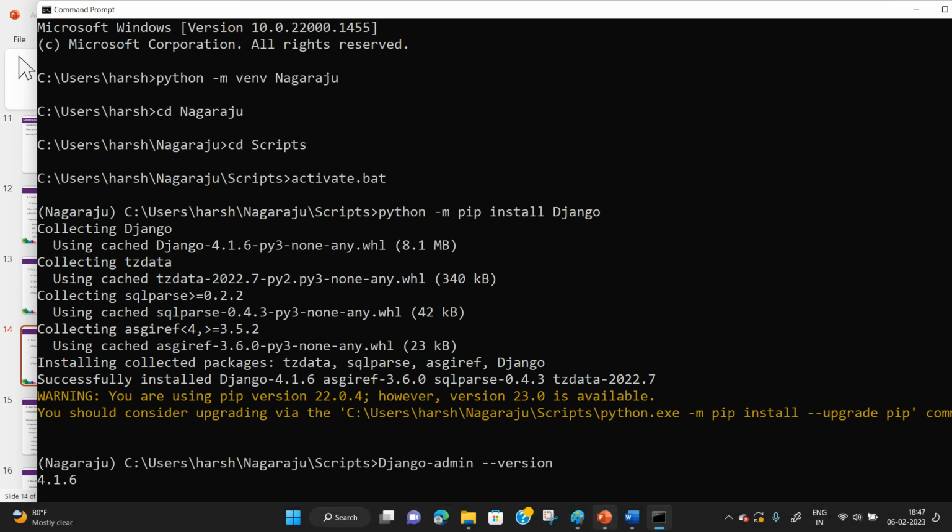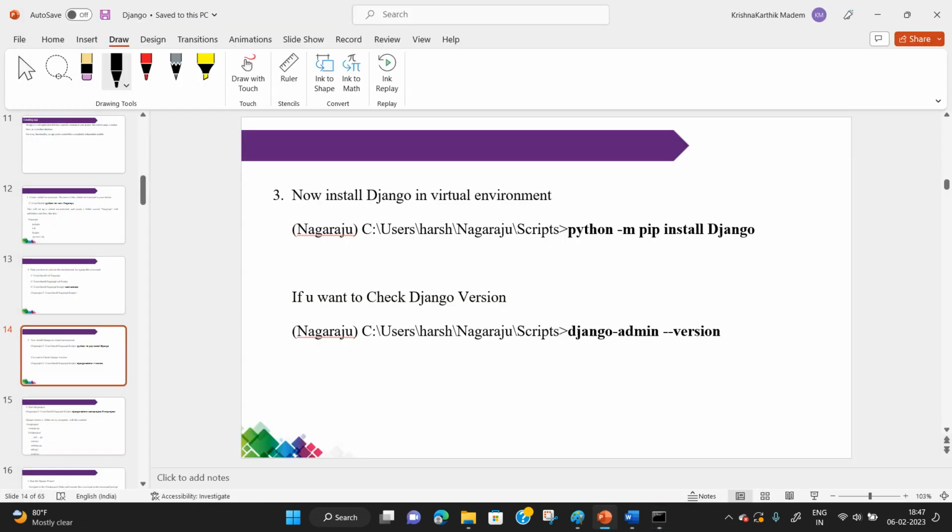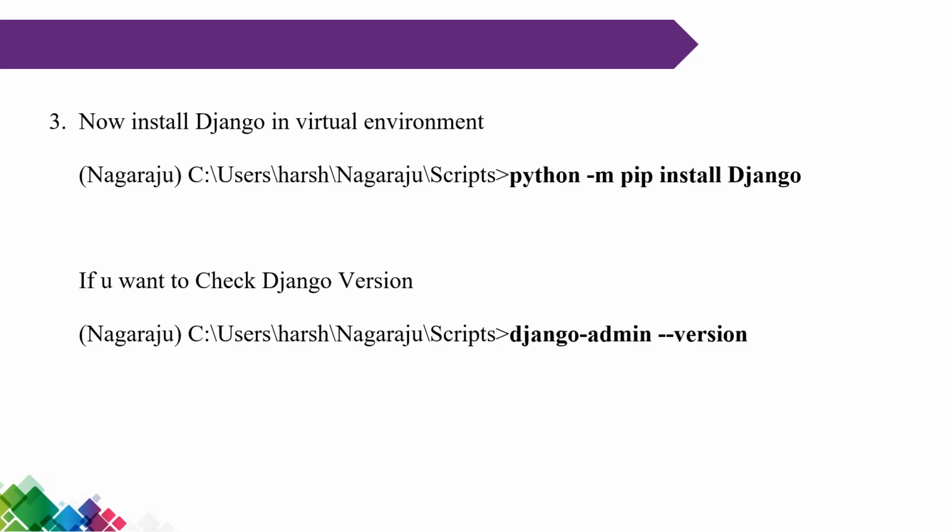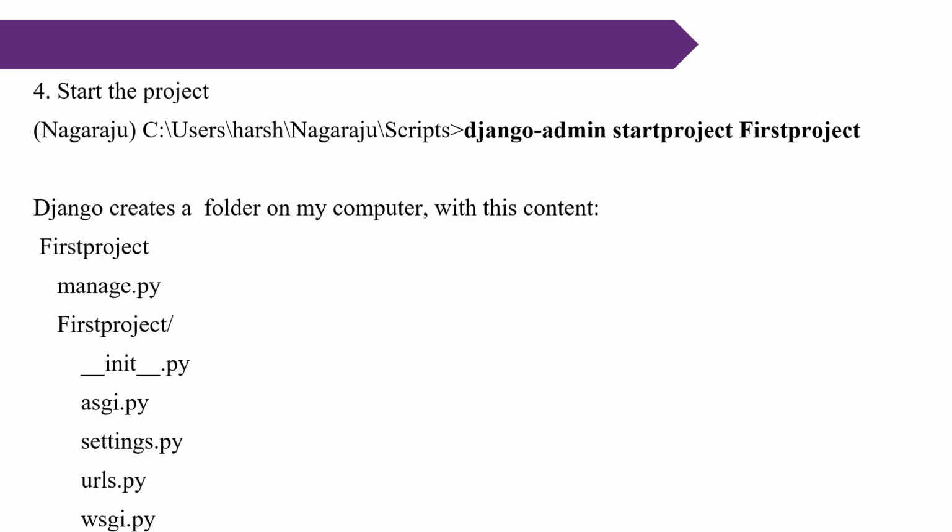But we are not creating the project. Understand the point carefully. We just installed the Django module. Now, the step is you need to create a project. That is, you need to start a project. The syntax is django-admin startproject. This is the command that we are going to use, followed by the name of the project.